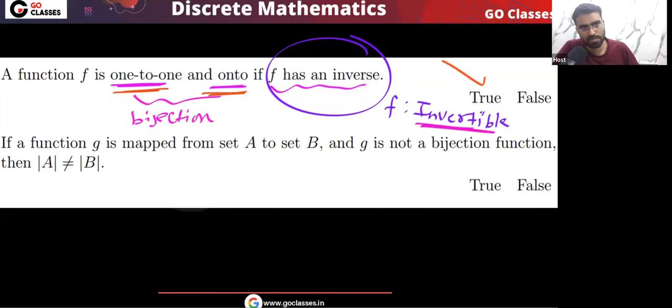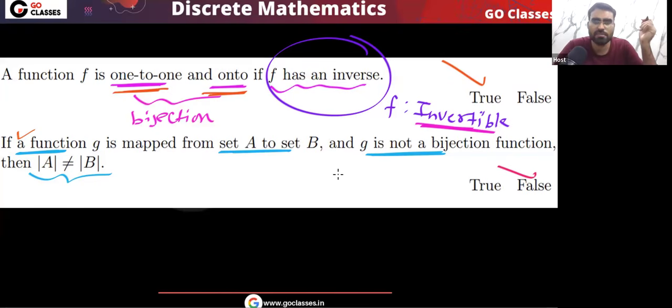What about the second statement? If a function is mapped from A to B, G is not a bijection, then can I say that they have different cardinality? The answer will be false. I told you that if this function is not a bijection, maybe some other function is a bijection. Do you agree with me? See, a particular function from A to B is not a bijection. Does it mean no bijection is there? No, maybe there is some other bijection. So remember, we cannot say that A, B have different cardinality. So here the answer will be false.